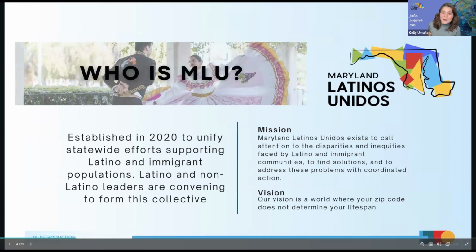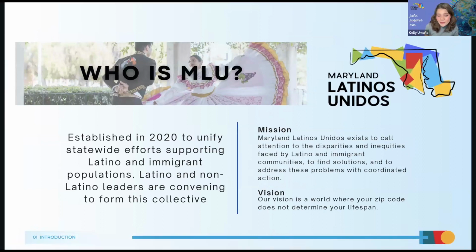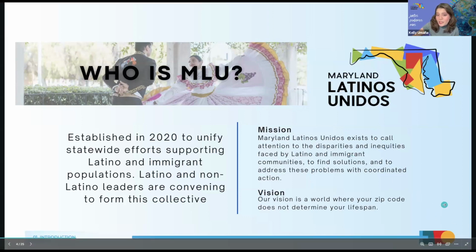All right, so let's get started. I want to make sure that you all know who we are, who Maryland Latinos Unidos is. Maryland Latinos Unidos was established in 2020, right in the midst of the pandemic, to unify statewide efforts to support Latino and immigrant populations. We are a statewide network of Latino and non-Latino leaders to form a collective voice. Our motto is Juntos Podemos Más, together we can do more. Our mission exists to call attention to the disparities and inequities faced by Latino and immigrant communities, to find solutions and to address these problems with coordinated action. And our vision is a world where your zip code does not determine your lifespan. We are a nonprofit, and we really are excited to be working towards achieving health equity for our Latino and immigrant communities.